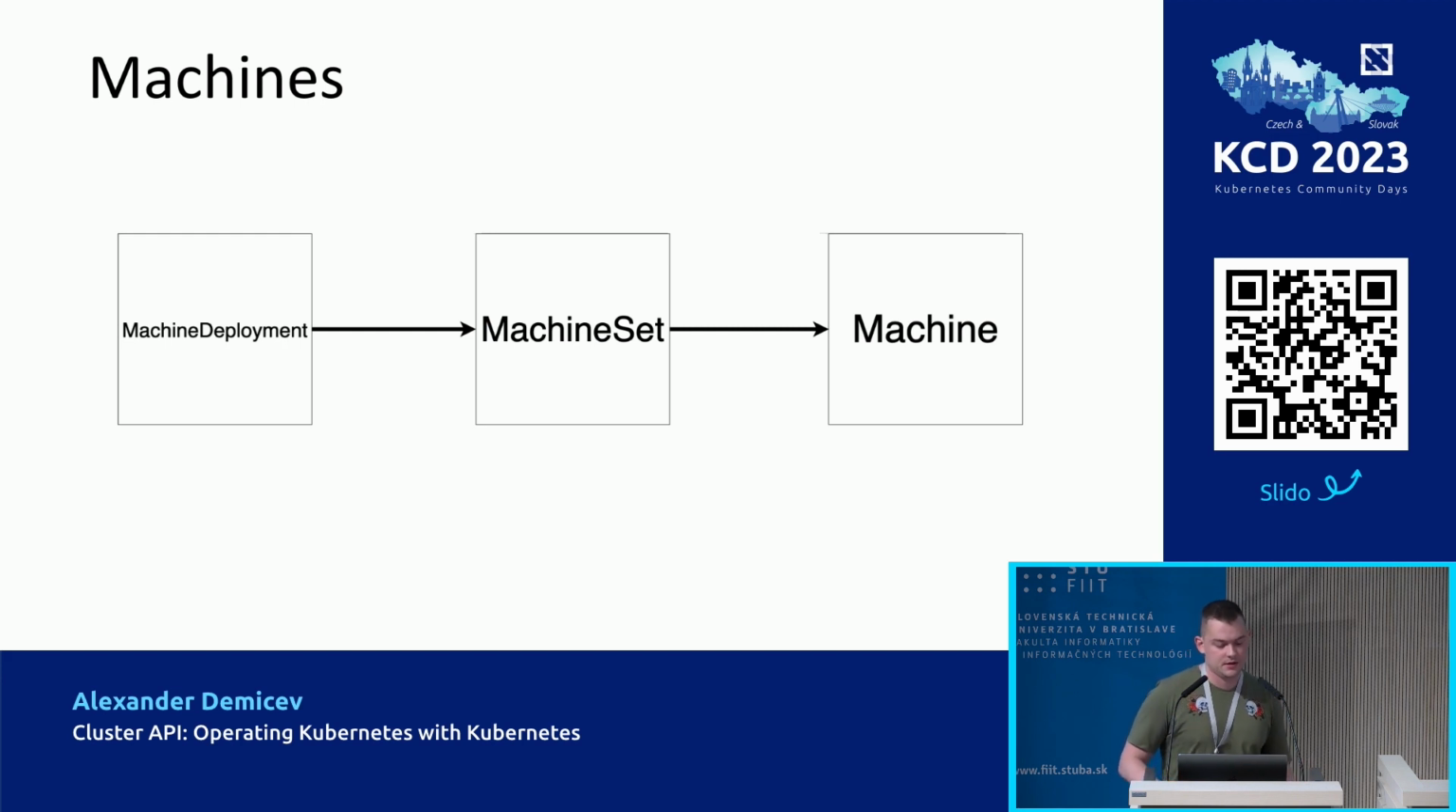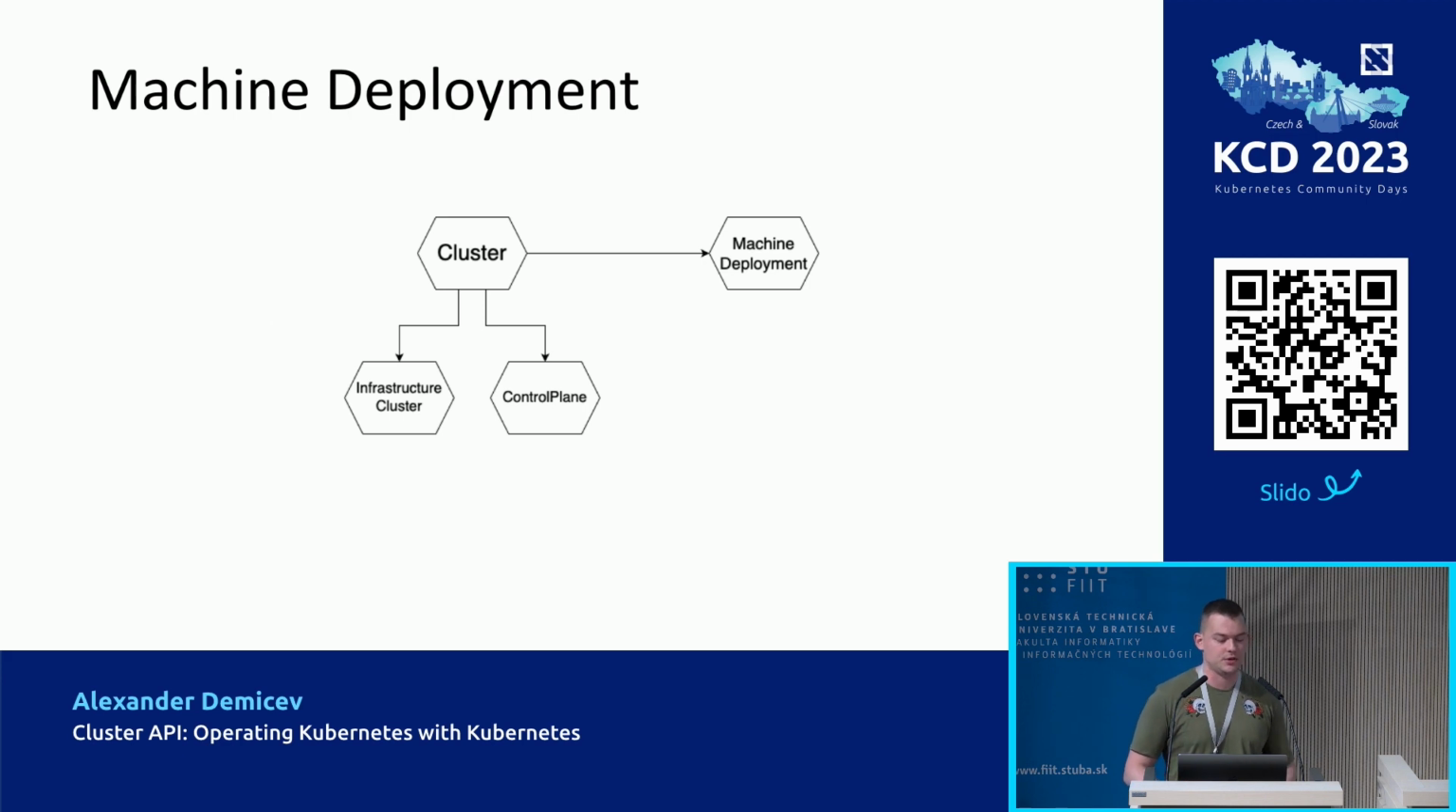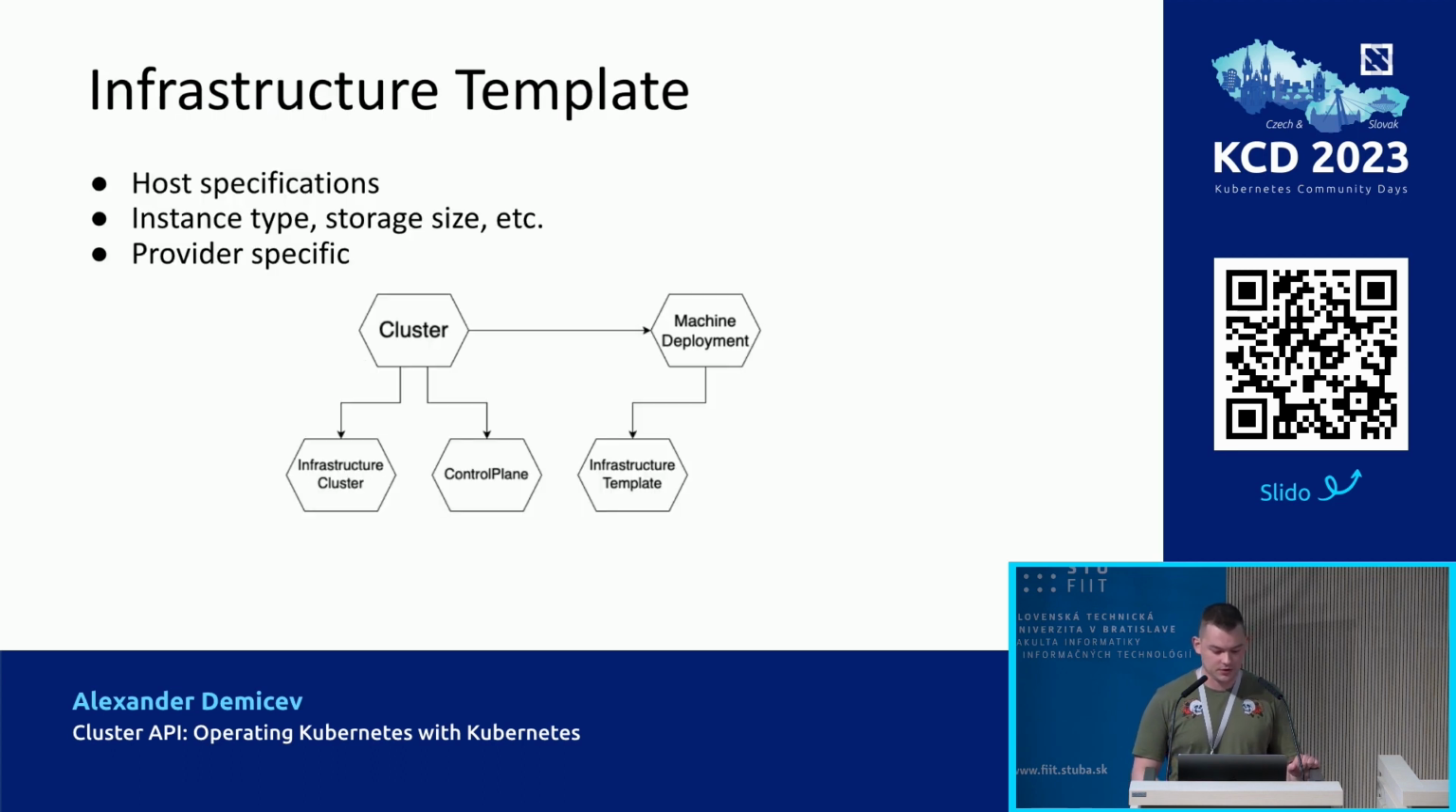So in order to add a set of worker machines, we have to create a machine deployment. And a machine deployment is similar to cluster in a way that it also includes a couple of references. One of them is a reference to infrastructure template, and infrastructure template is a host specification for your machines, like instance type, storage size, etc. All depends on provider that you are running.